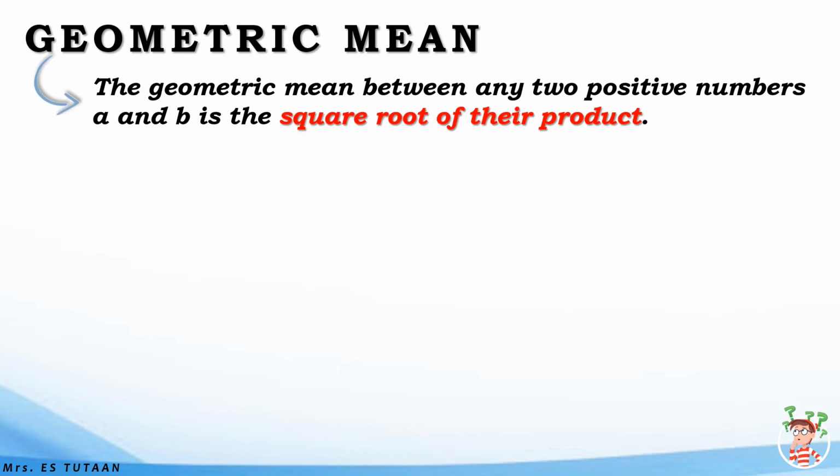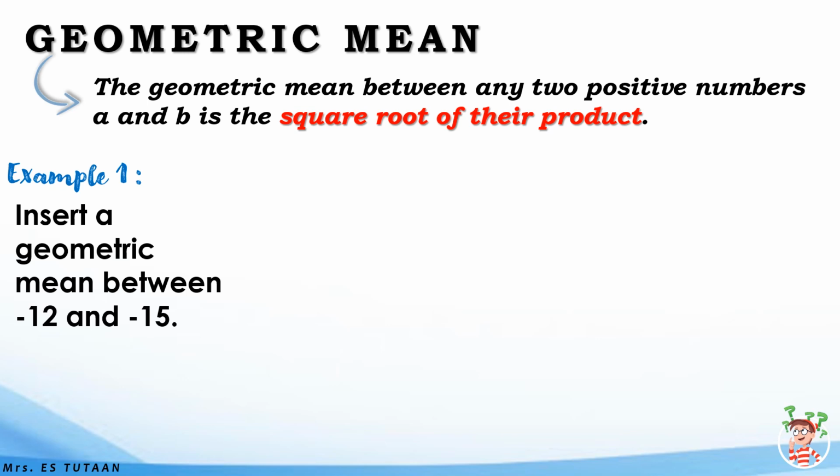The geometric mean between any two positive numbers, a and b, is the square root of their product. So, example number 1, insert a geometric mean between negative 12 and negative 15. So, we have to illustrate the given sequence para mas ma-visualize kung nasaan yung hinahanap. So, that is negative 12, that is our a sub 1, blank, a sub 2 is missing, which is also our geometric mean, and negative 15. So, we have three terms in the given sequence.